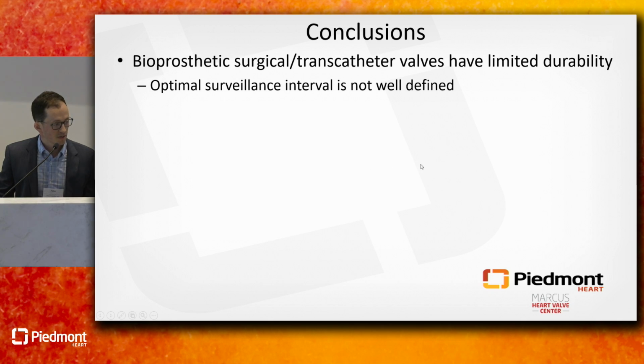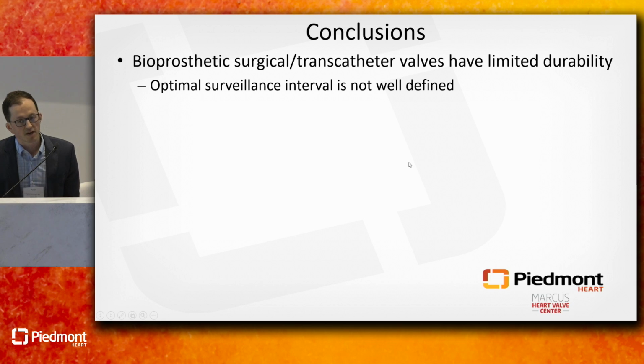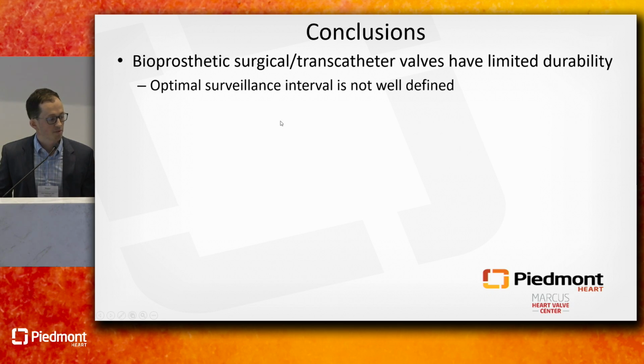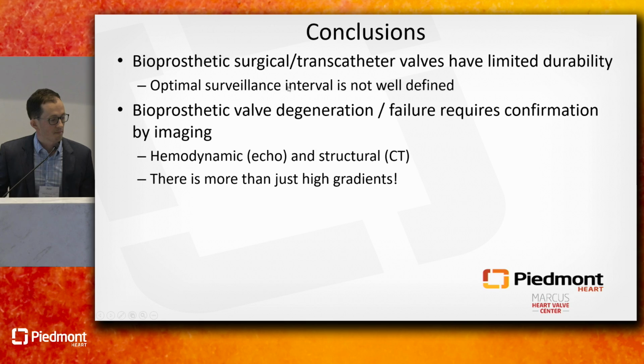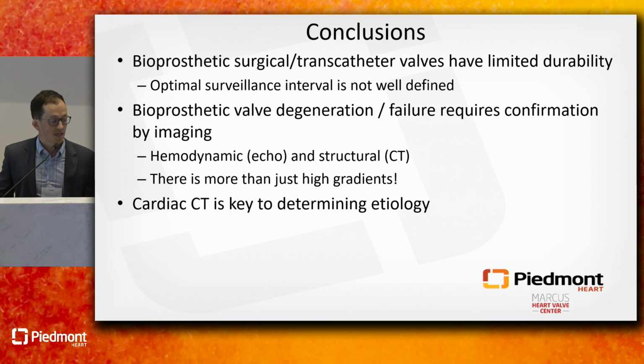So in conclusion, bioprosthetic valves have a limited durability. The optimal surveillance isn't well defined, but I think more recent suggestions are to be a bit more aggressive with imaging follow-up. Bioprosthetic valve degeneration requires confirmation by imaging, both hemodynamically by echo and structural by CT. It's more than just high gradients. I think you need to prove that there's actually dysfunction of the leaflets. CT is key in helping to figure out, is it thrombus, is it degeneration?